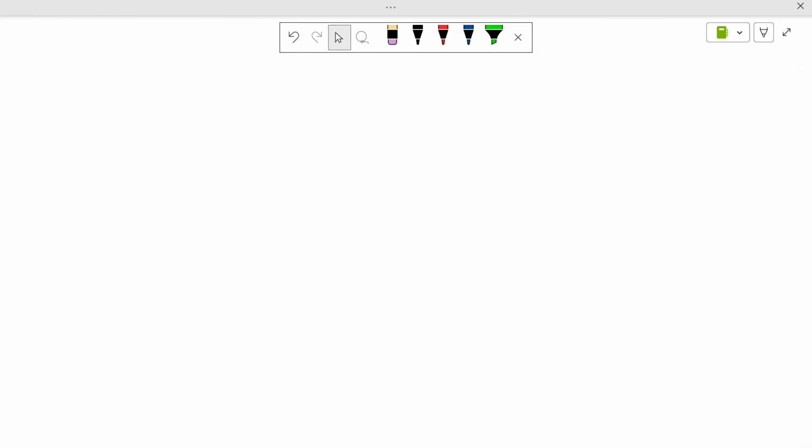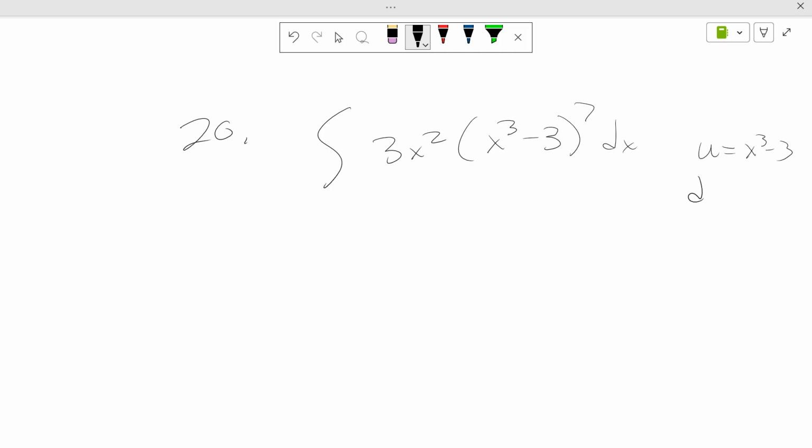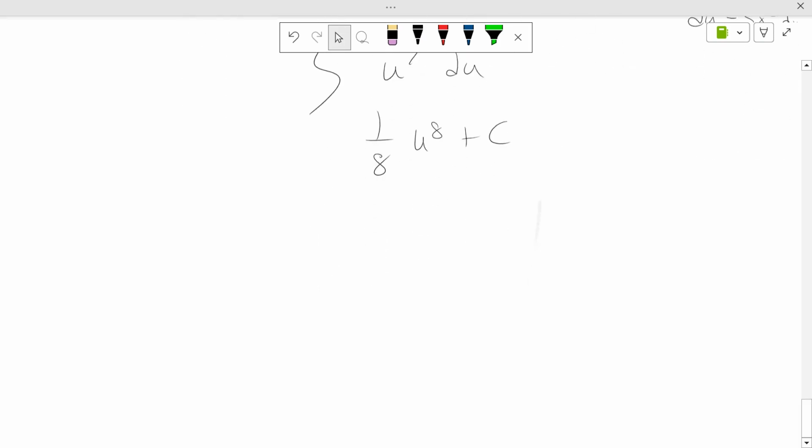Number 20. Did anybody miss number 20? Okay. So number 20 is the integral of 3x squared times x cubed minus 3 to the 7th power dx. So u equals x cubed minus 3, so du is 3x squared dx. So it's the integral of u to the 7th du, which is 1/8 u to the 8th plus c, which is choice B, right? 1/8 u to the 8th.